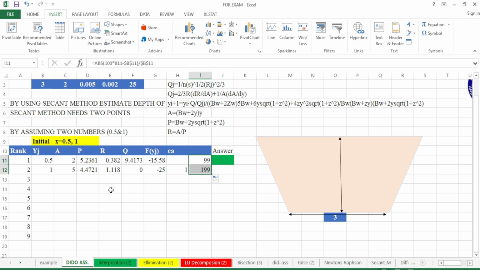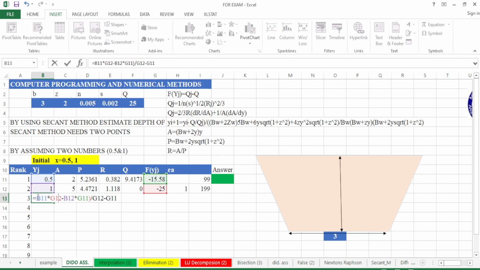Now we have to estimate yj depending on the given formula. So now we have got the depth of this trapezoidal channel. So we have to continue the same procedure until the depth of this trapezoidal channel is similar, or until it comes to the same value.